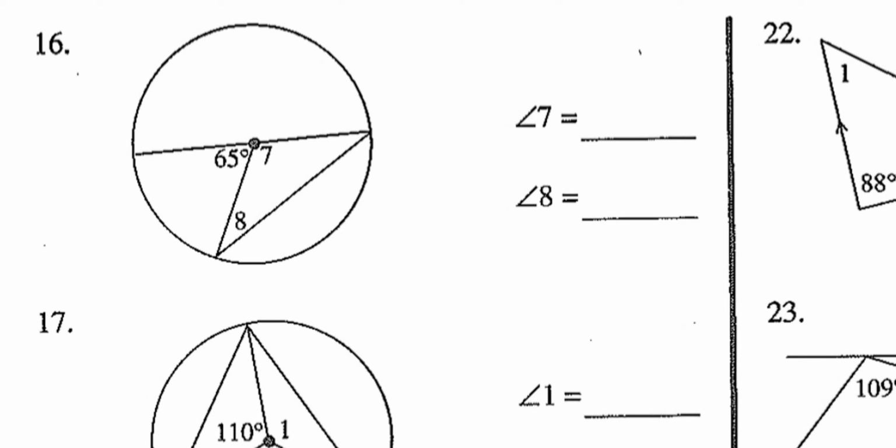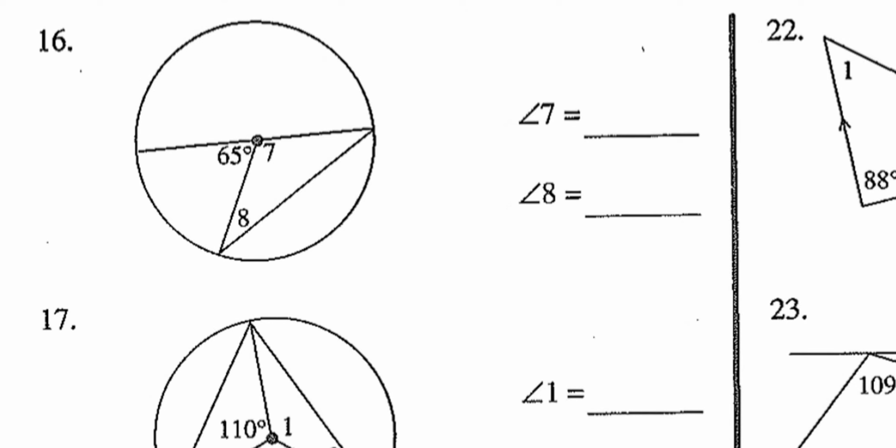So question number 16 here. So I need to find angles 7 and 8. And for this particular problem, recognize that I do have a radius right here. That's a radius. Then over here, I have a radius. And finally, over here, I also have a radius as well. So marking all three of the radii in there, and let's go ahead and just solve the problem now.